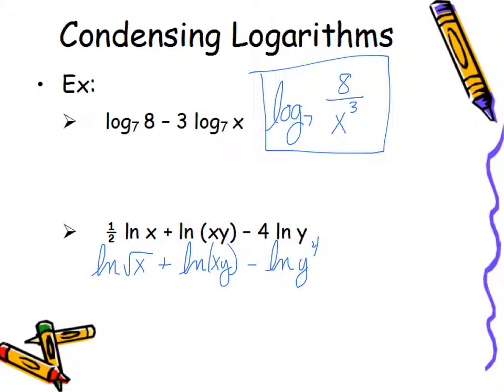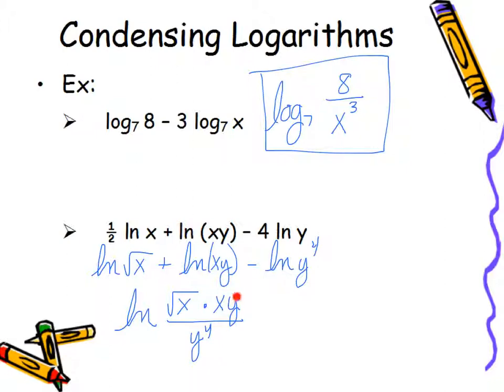My next job then is to get rid of this addition and this subtraction and turn it into multiplication and division. So then my last step would be a natural log, and I'm taking a square root of x times xy, and then because of the subtraction, I'm going to be dividing by y to the 4th. And so remember, when you're condensing, you're trying to get it down so that there is only one logarithm, so I just have the natural log written once. All right, I could box that in, but there's just one thing that's bothering me there.